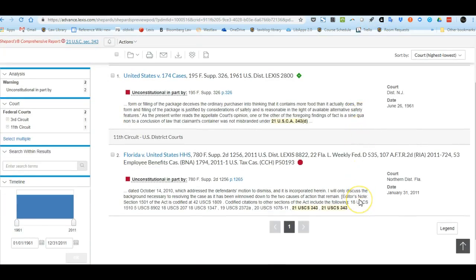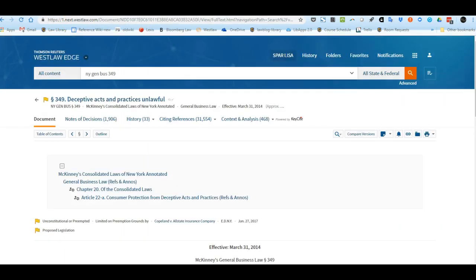I'm guessing, I don't know for sure, but I'm guessing that's because Lexis has determined that that Texas case hasn't ruled this unconstitutional yet, even the subpart that we're not interested in. So there are differences. That's not to say one is better than the other. It's just to point out that there are differences.